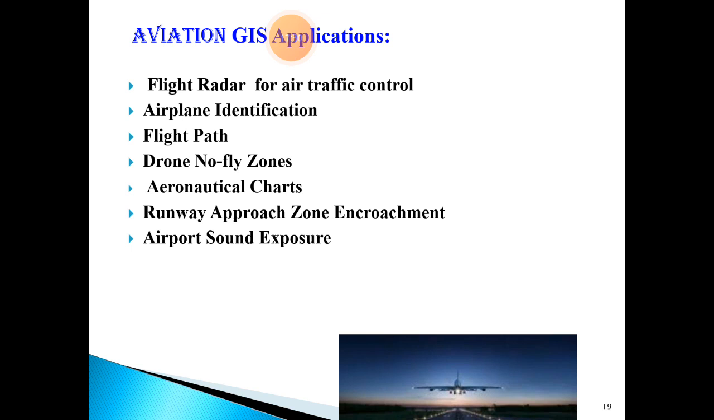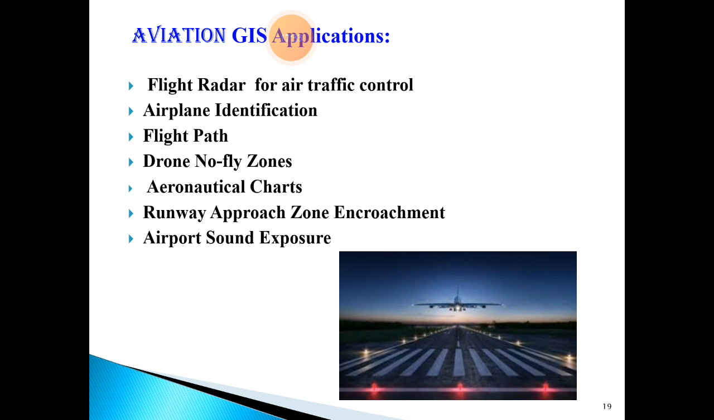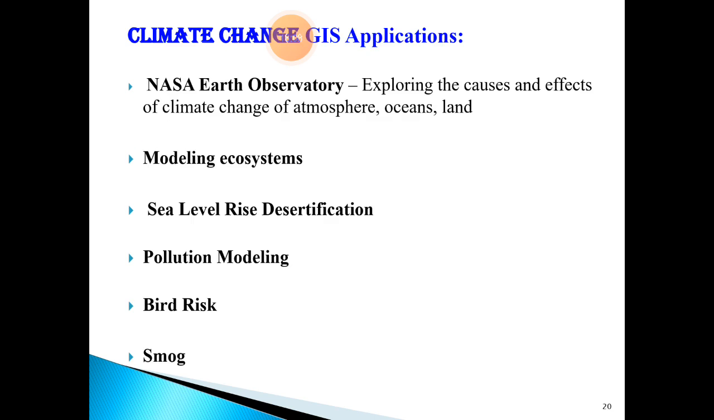The next is GIS application in the field of aviation. It includes flight radars to control the air traffic at centers, to track the airplanes, such as to track the aeroplanes, then airpads, etc. The technology is also used to monitor the military zones like drone no-fly zones, then preparing charts for the aeronautical paths, then to guard the obstructions in the runway zones, and to monitor the noise levels in the airport.